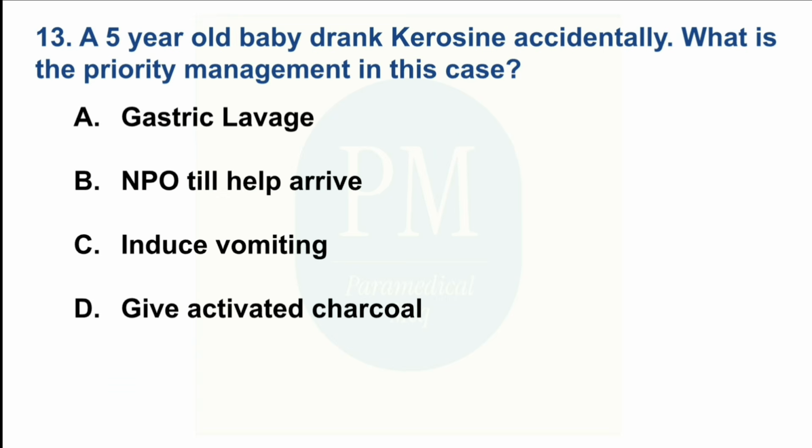A 5-year-old baby drank kerosene accidentally. What is the priority management in this case? Option A, gastric lavage. Option B, NPO till help arrive. Option C, induce vomiting. Option D, give activated charcoal. The correct option is option B, NPO till help arrive.